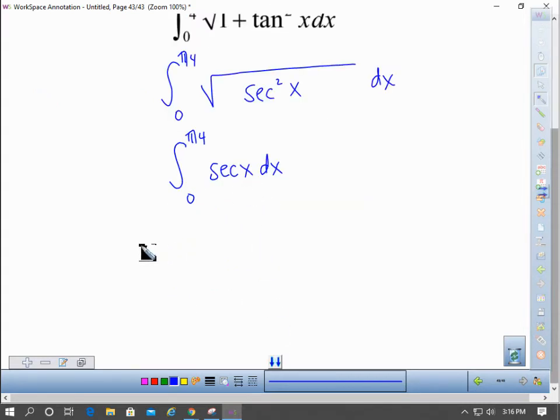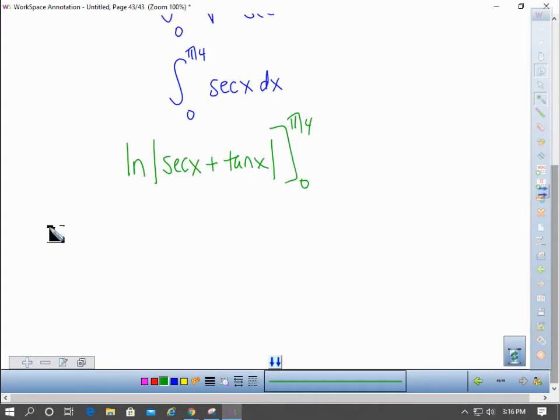So now we're to a problem that is in that table or box on page 329. Those trig ones that you have to memorize. So the antiderivative of secant is the natural log of secant plus tangent. I don't need the plus c because I'm evaluating from 0 to pi over 4. So now I'm going to do the fundamental theorem of calculus. And I made my parentheses big because I know I'm plugging in a lot of stuff.